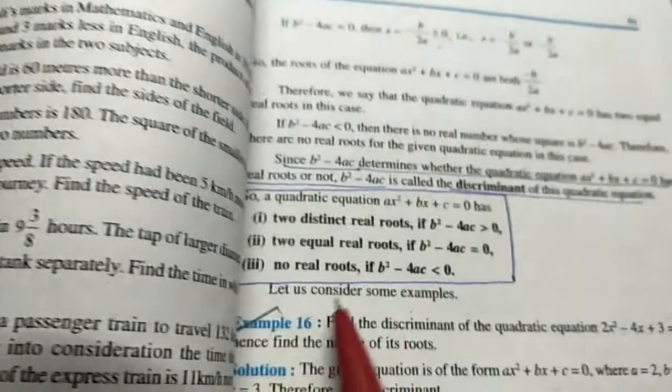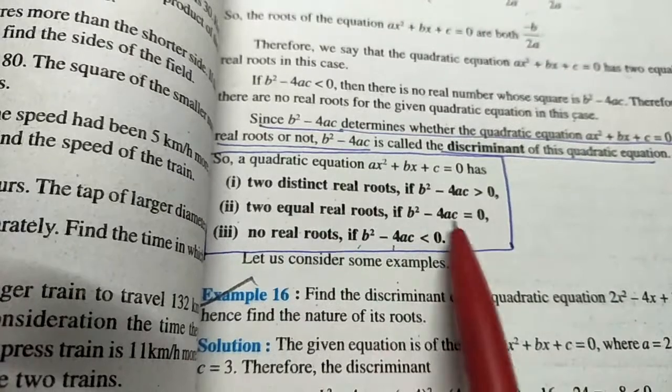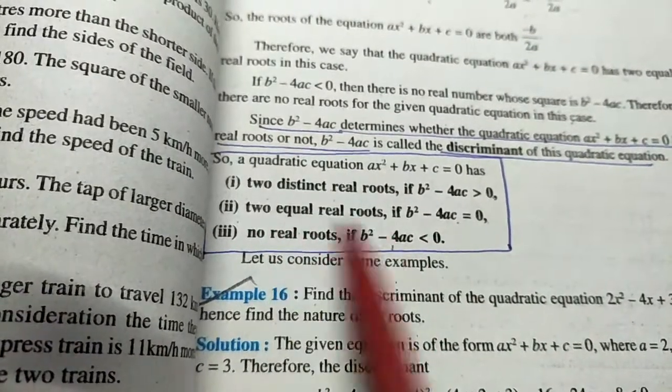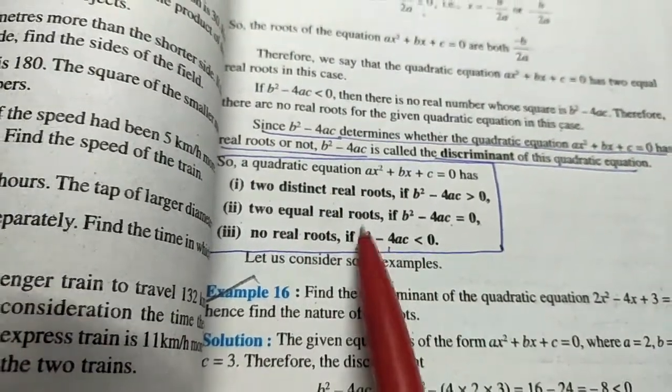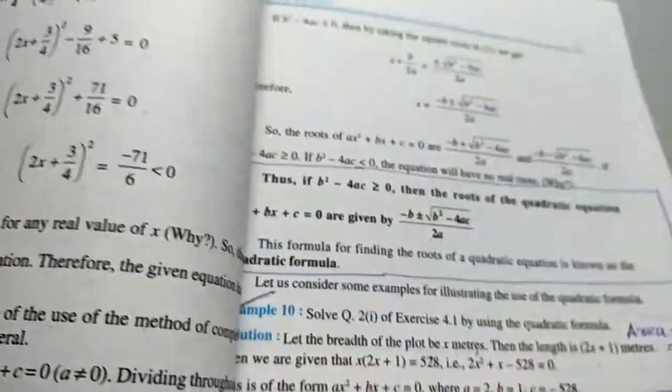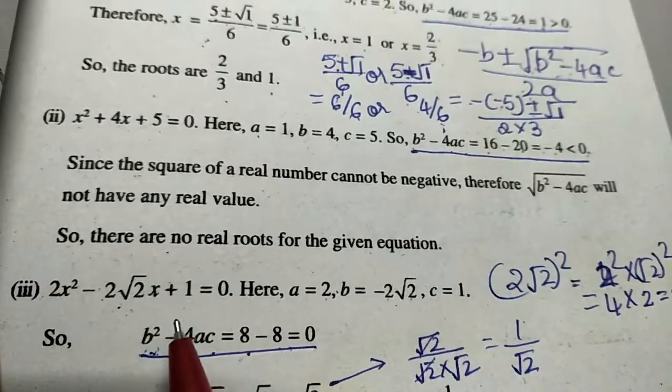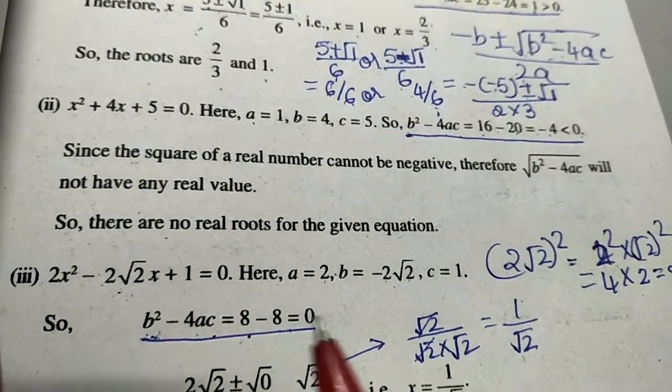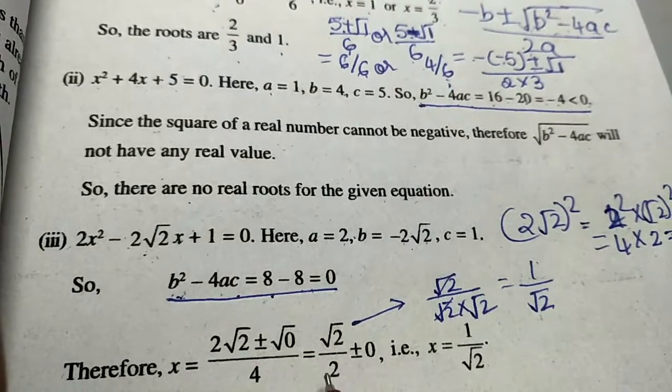So based on this discriminant, page number 83, which we have seen. Okay, if b square minus 4ac is equal to 0, there will be two equal roots. And if it is less than 0, there will be no roots. That is what we saw just now. So here it is equal to 0, so you will have two equal roots.